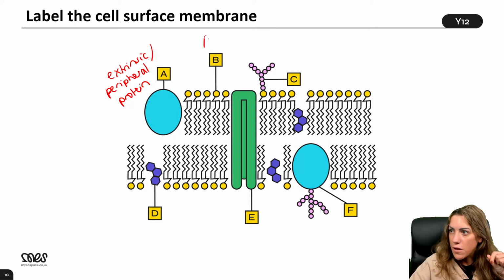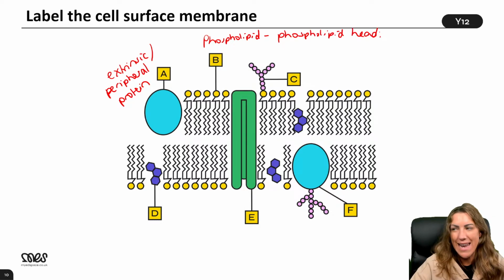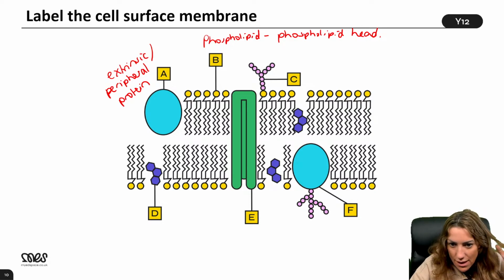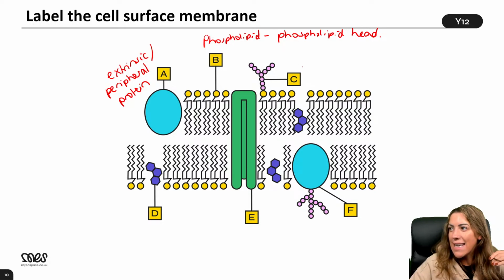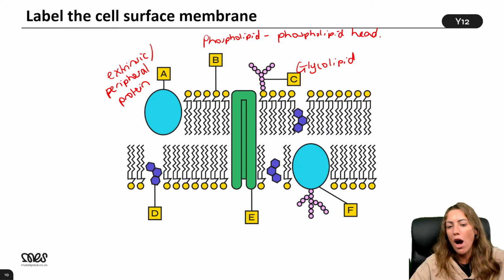B is the phospholipid. It means specifically it's pointing to the head. So we could just say phospholipid head or phospholipid. C, yes, C is a glycolipid. Not often asked about these, to be honest, but I can see there's meant to be a carbohydrate chain and it's attached to a phospholipid. So we've got part carb, glyco, and part lipid, glycolipid.